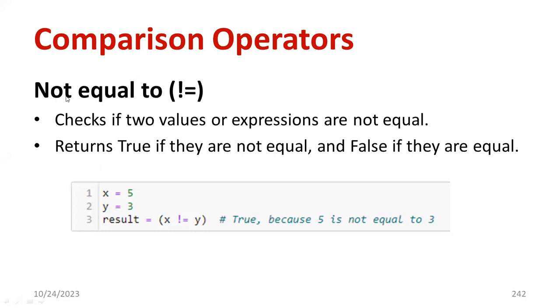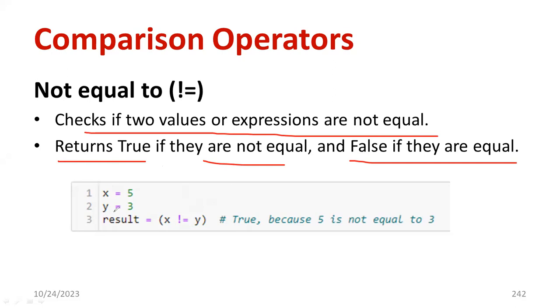Why is the not equal to operator used? It is represented by the symbol in this fashion. Now you can see how it works. It checks if the two values or expressions are not equal. It returns true if they are not equal, and false if they are equal. Now we can see another example. x equal to 5 and y equal to 3. Result equal to x not equal to y. The result must be true only, because obviously 5 is not equal to 3.